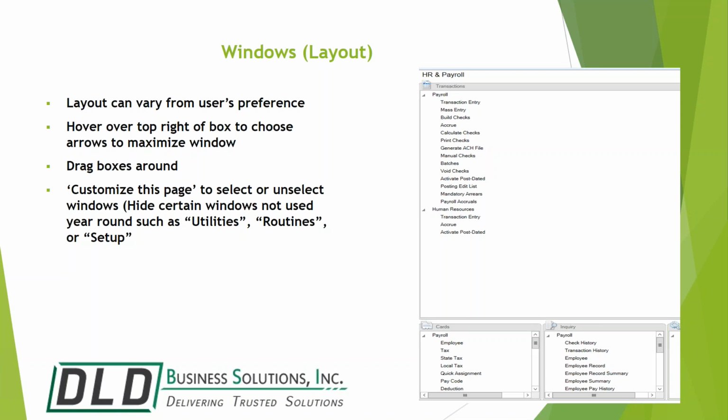Going over the windows layout in GP, layout can vary also from your user preference. So the way you change things, the way your GP looks, is only associated with your user ID. Somebody else's might be different. But you can hover over the top right of the box to choose arrows to maximize your window. You can drag boxes around. And also, as I mentioned before, in the financial module, payroll, all of those modules, they have their own customize this page where you can select or unselect windows. You can hide certain windows not used year-round, such as utilities, routines, or setup.